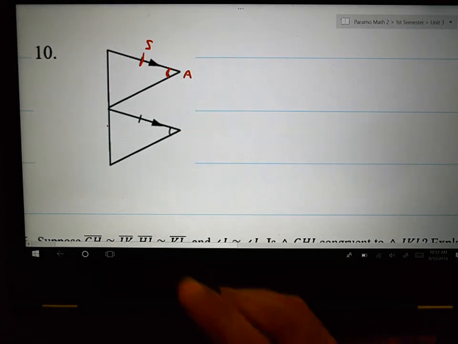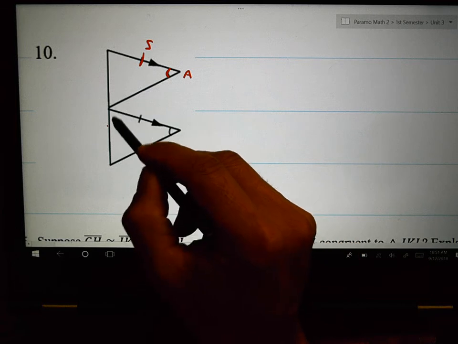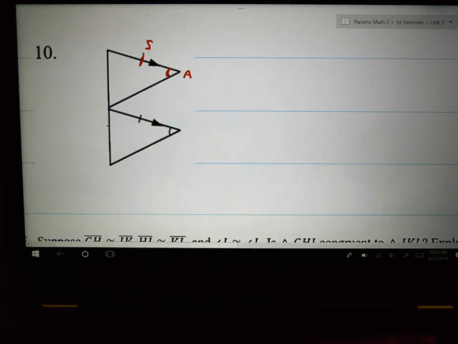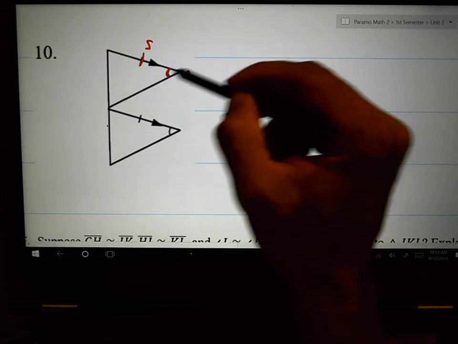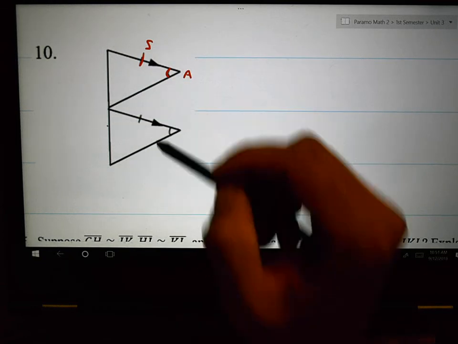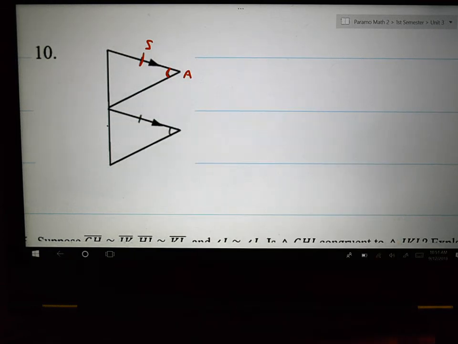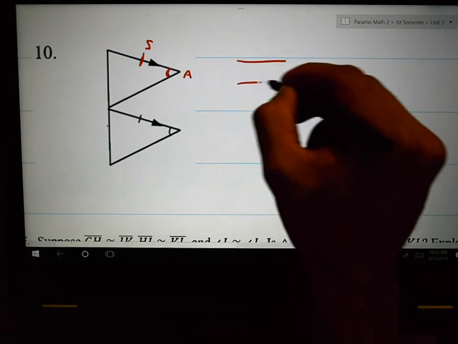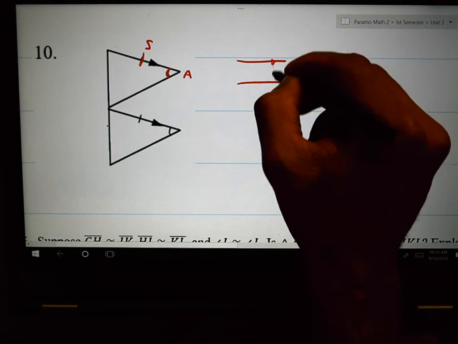We do not have vertical angles. This is not a vertical angle with that. It doesn't work. They're not the same. But what I do have, since this is parallel to this, what we have are something called corresponding angles. When we learned corresponding angles way back in Unit 1, I'm just going to draw a quick picture for you.